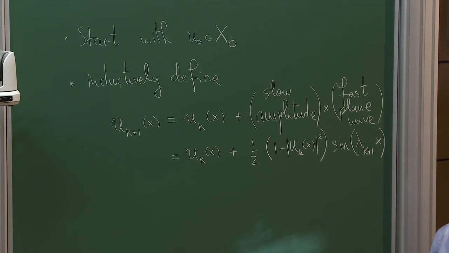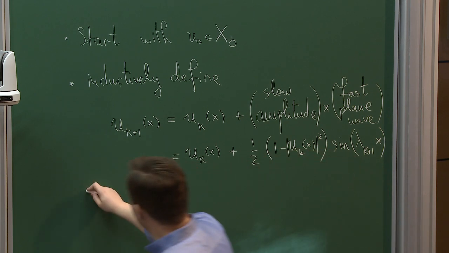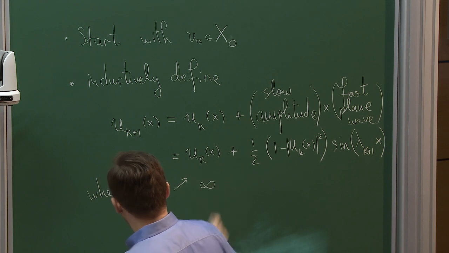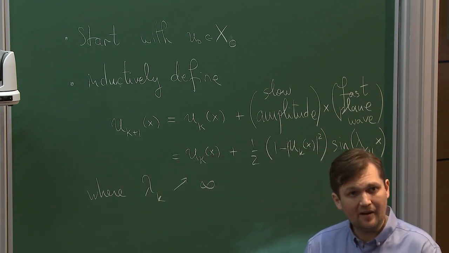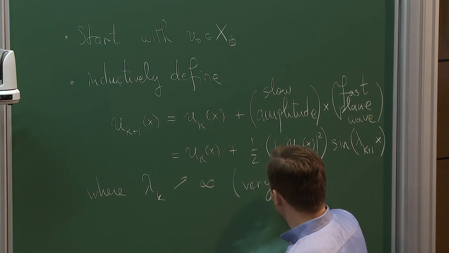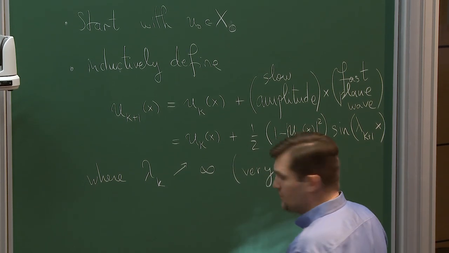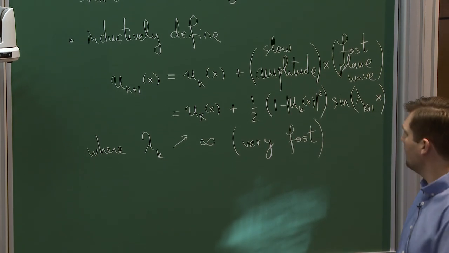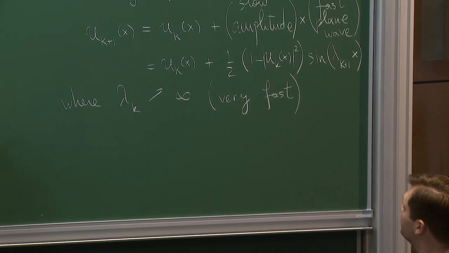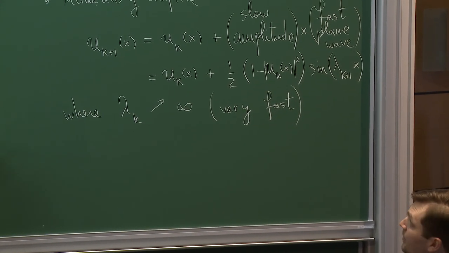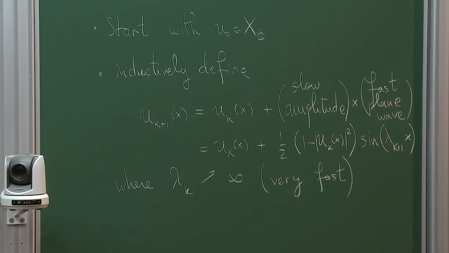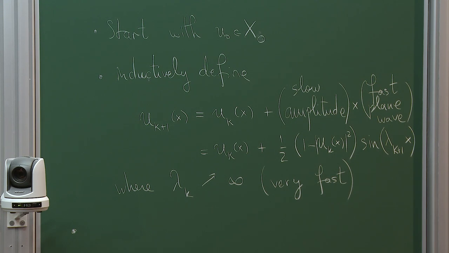And I didn't tell you who lambda k plus 1 is, where lambda k is a sequence that diverges to infinity, chosen as part of the construction. I can tell you it's going to go very fast. Exponentials will do. Okay, and that's it. This is the toy example. Let's just prove at least aspects of that theorem.